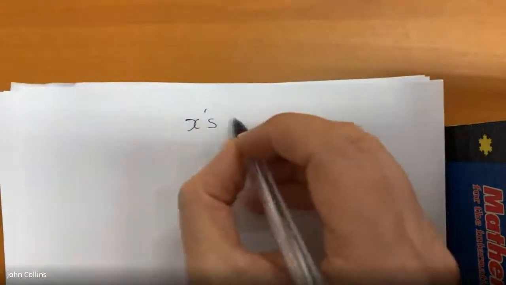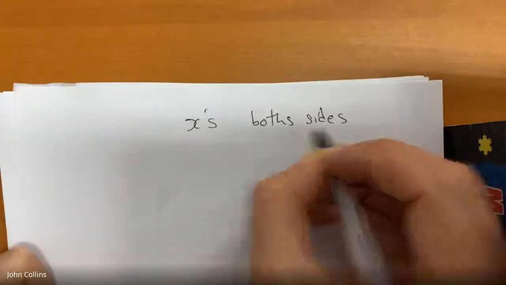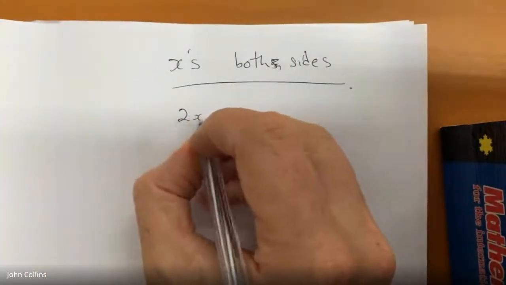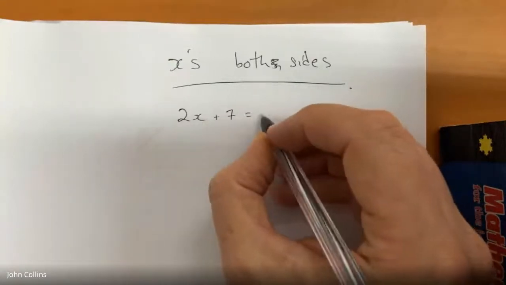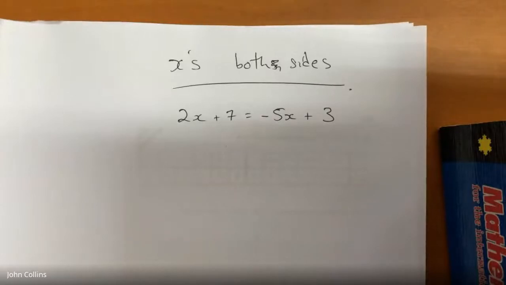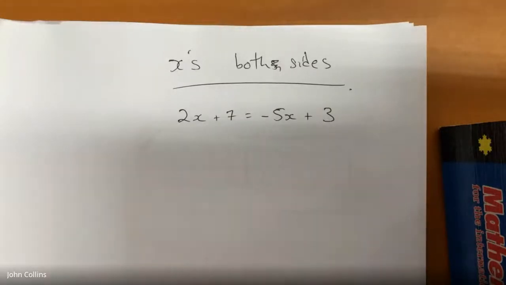I'm just going to call this section x's both sides. Oh, not both sides, but anyway. X's both sides. So we have something like this. I'm going to solve this. And once again, guessing here is going to take a while. 2 times some number adding 7 is the same as negative 5 times some number plus 3. So having a guessing game here would take a while. I'm just coming up with the answers. So this is where our method will never leave us down. It'll be our friend.